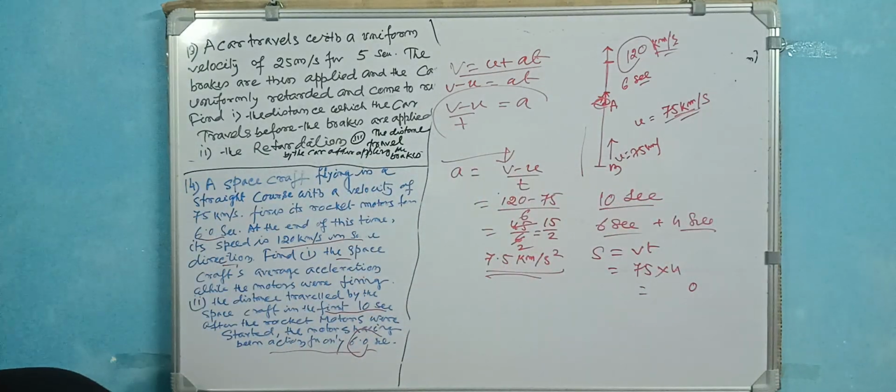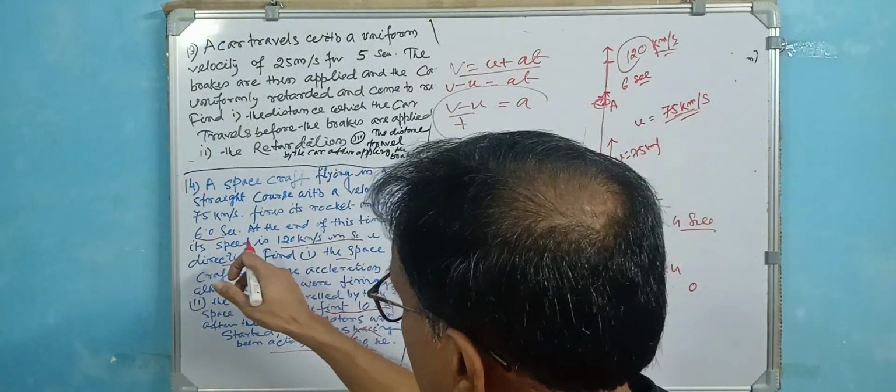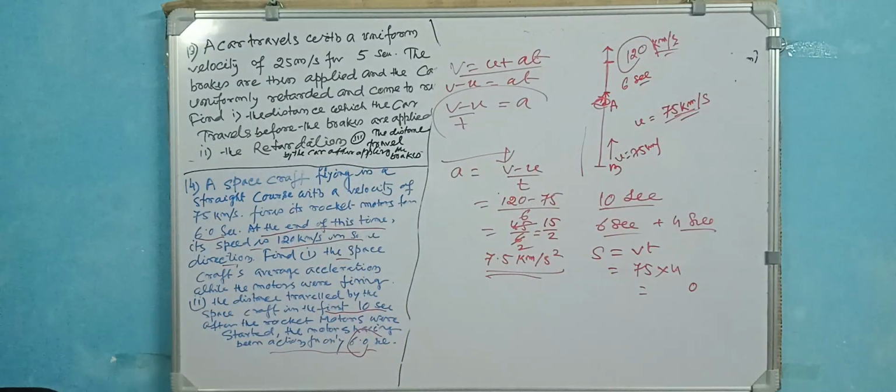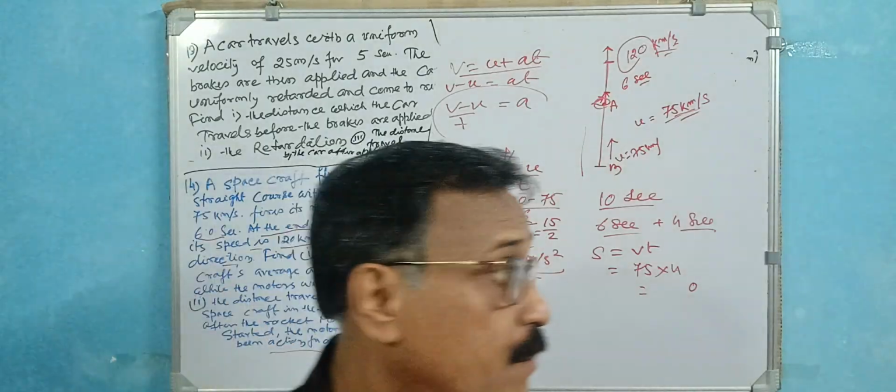This is V, this one. This is 120 kilometer per hour. Where is this? So at the end of this time, the speed is this. Speed is this. This is S is equal to Vt. This is the 120 kilometer per hour.